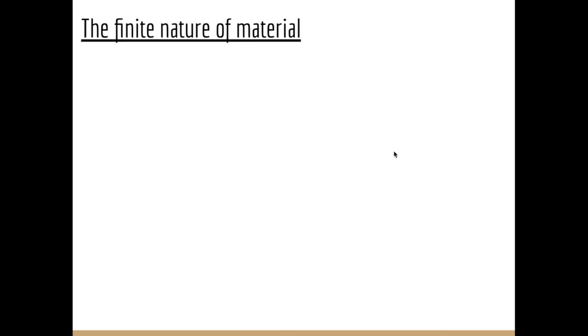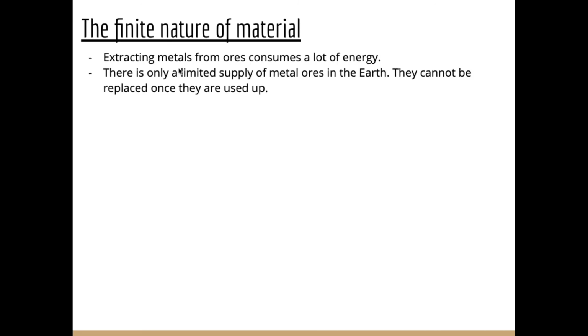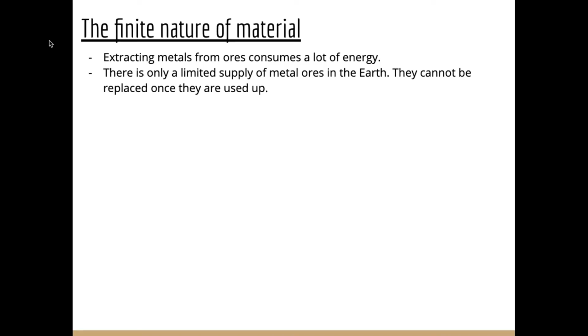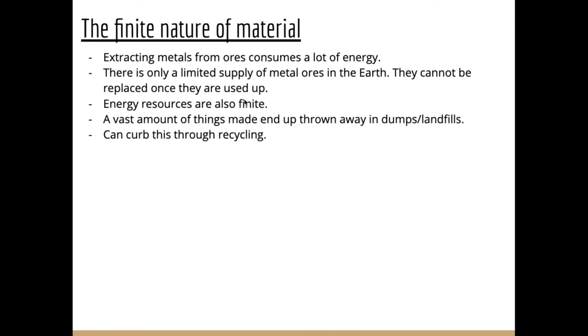To finish today, we just need to discuss briefly the idea that there's a finite nature of material on planet Earth. We get metals from ores, and this consumes a lot of energy, and a lot of the ways that we consume these metals can have a very negative impact on the environment. There is only a limited supply of metal ores in the Earth, and they cannot be replaced once they are used up. The energy we use to extract the metal is also finite.